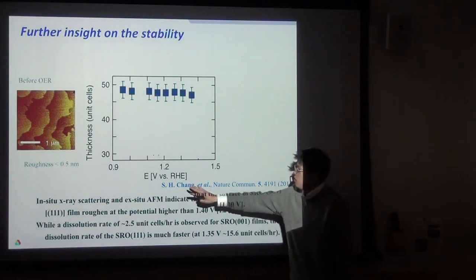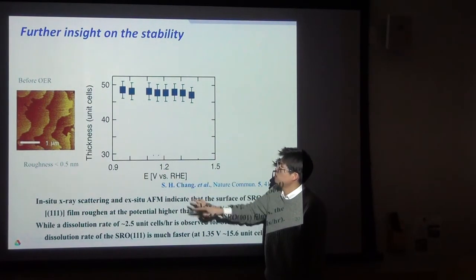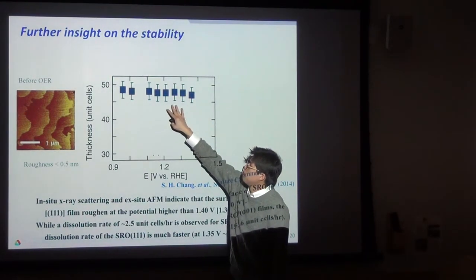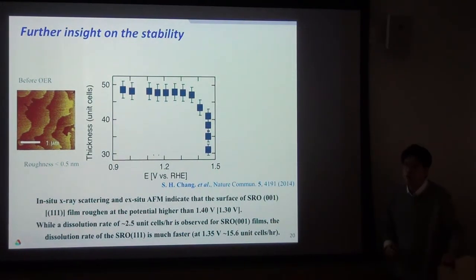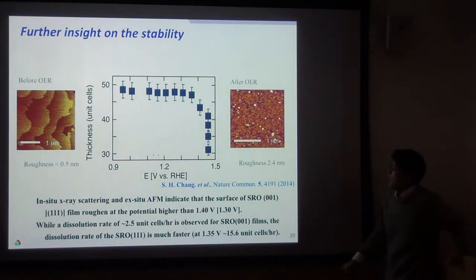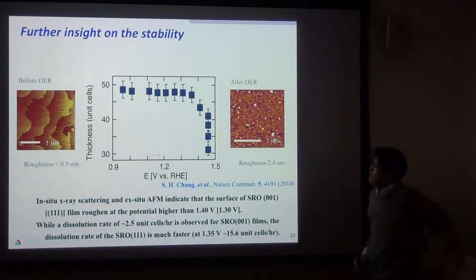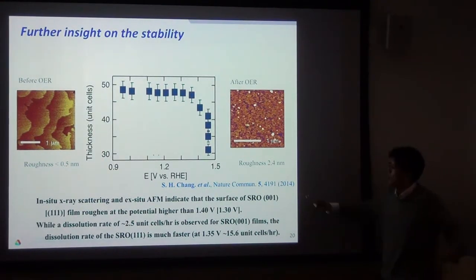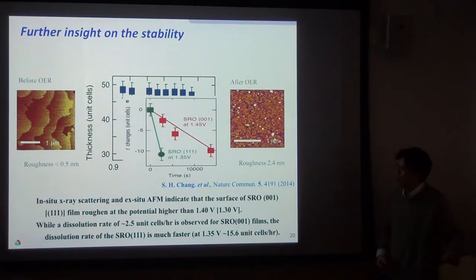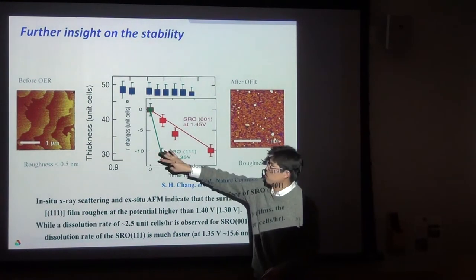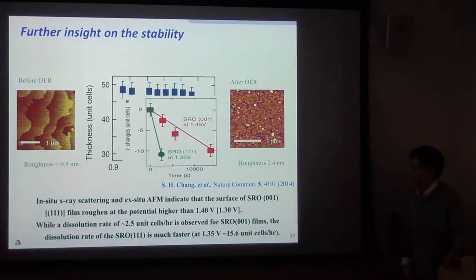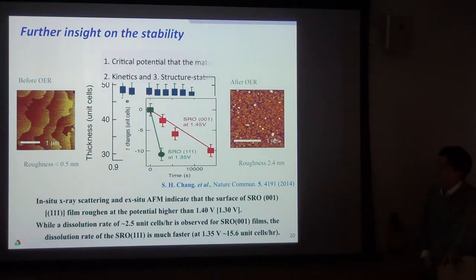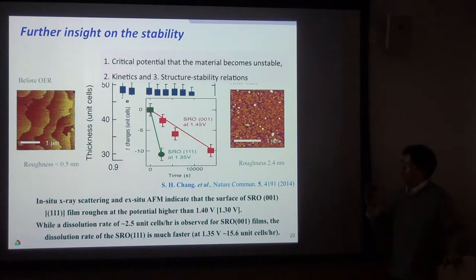This is thickness versus potential. Before some critical potential, the thickness is maintained. However, after applying the critical potential, the thickness decreased. That means you lose your material. After the process, we measured the surface by using atomic force microscopy, and it gets worse. Also, the thickness change is quite different depending on the structure. So we know SrRuO3 111 is more unstable during the OER. By using in-situ X-ray spectroscopy, we can study the critical potential, kinetics, and structure dependence.